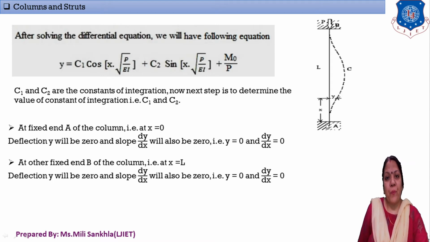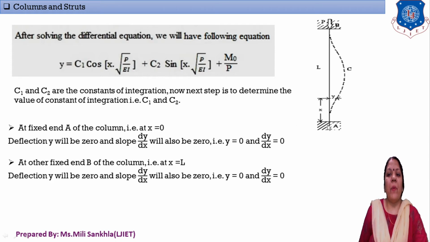At point A, slope and deflection both are 0. Here x is equal to 0. Look at this, x is equal to 0, then deflection y is equal to 0, and also slope dy by dx is equal to 0. Same at point B. From point A to point B, distance x is equal to L. Here at point B, again deflection y is equal to 0, and also slope dy by dx is equal to 0. Clear?